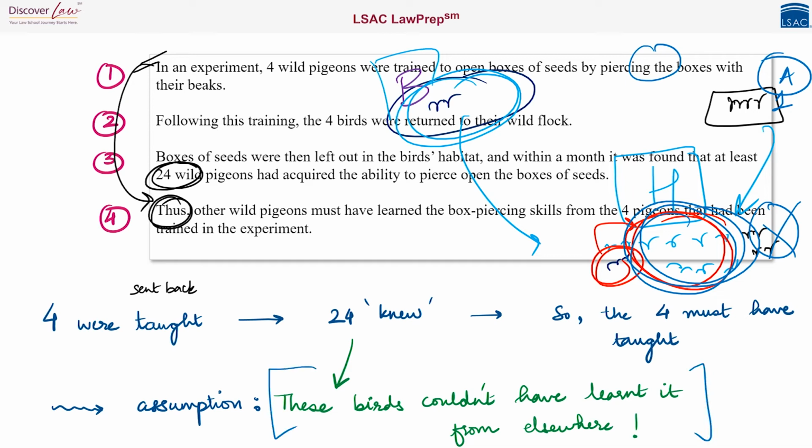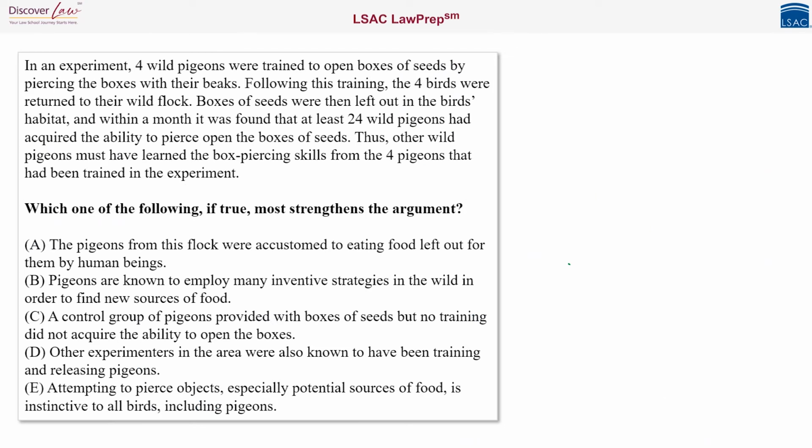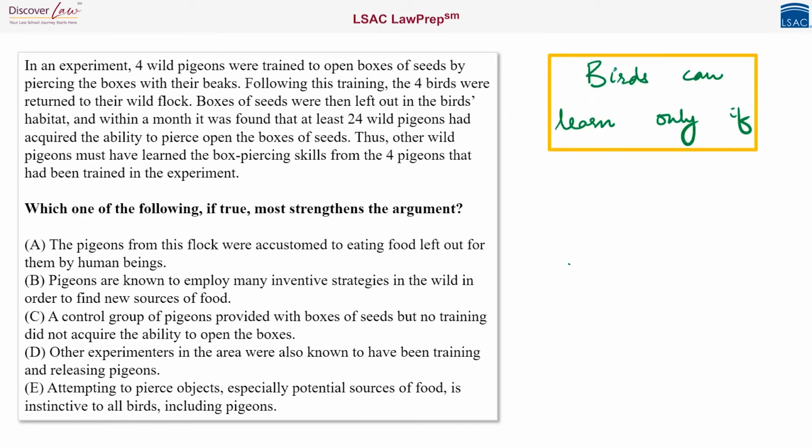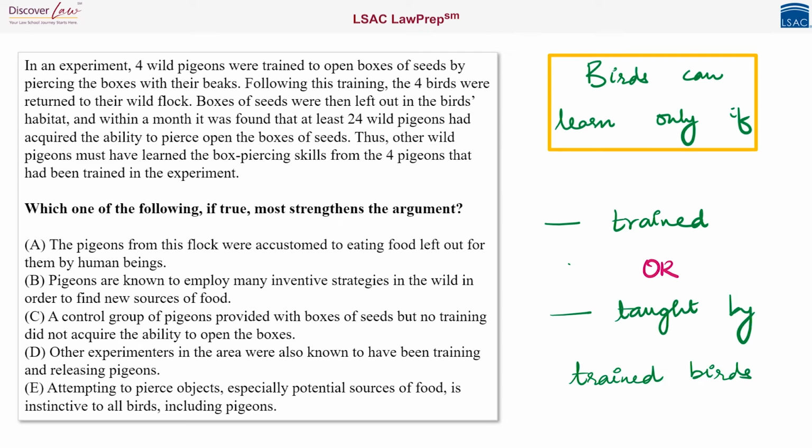Now that we've given enough thought to this argument, let us go ahead and see which one of the options strengthens it. Now, when you look at an argument and you find that there's an assumption, it tells me that this is the missing link. You need this assumption for the argument to be strengthened. So this is in many ways like an assumption based question. So what I want to look for is an option that gives me this, that these birds can only learn if they are taught by these 4 birds. An option that gives me this is the right answer. You may want to pause the video and see if you find that answer.